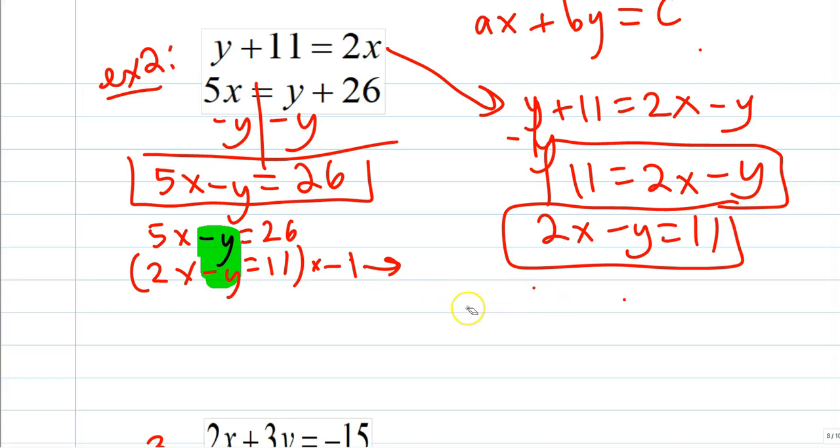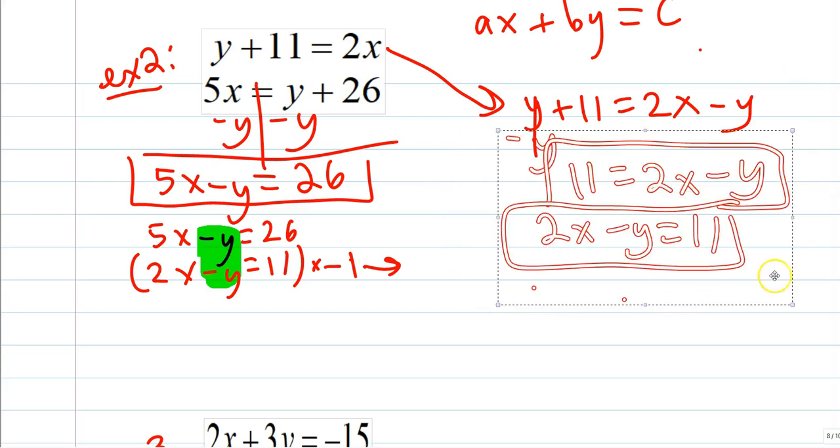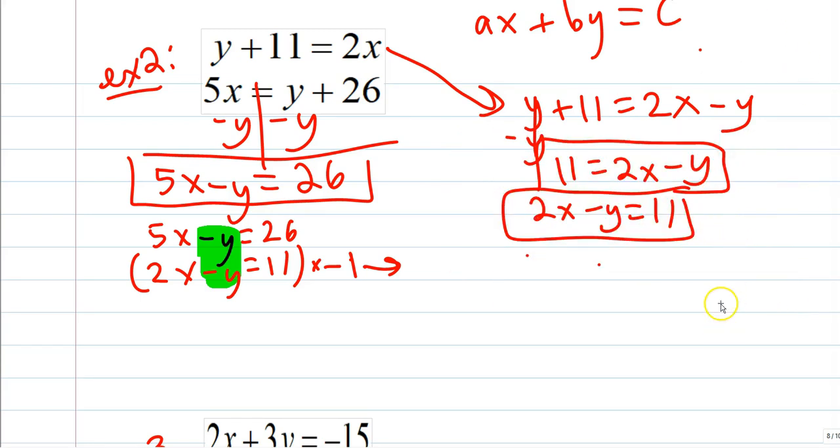Okay? All right, I'm running out of space. Let me see. I'm going to cheat a little bit. All right, you shrink up a bit. All right. So where were we at? Negative 2x plus y equals negative 11. What do I need to do to the top equation? Nothing. The y's were already to cancel. So bring it over.